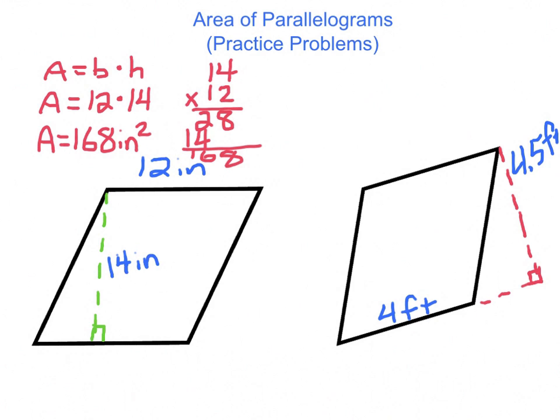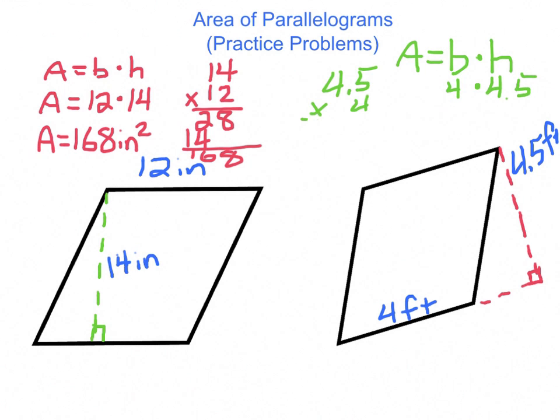Now we're going to move over here and solve the second problem. Area equals base times height, just like before. The base is 4 feet. The height is 4.5 feet. So we're going to multiply that together. So I have 4.5 times 4. 4 times 5 is 20. 4 times 4 is 16, plus the 2 is 18. I have one decimal place, so my answer is going to be 18. So the area equals 18 feet squared, or 18 square feet. There you go.